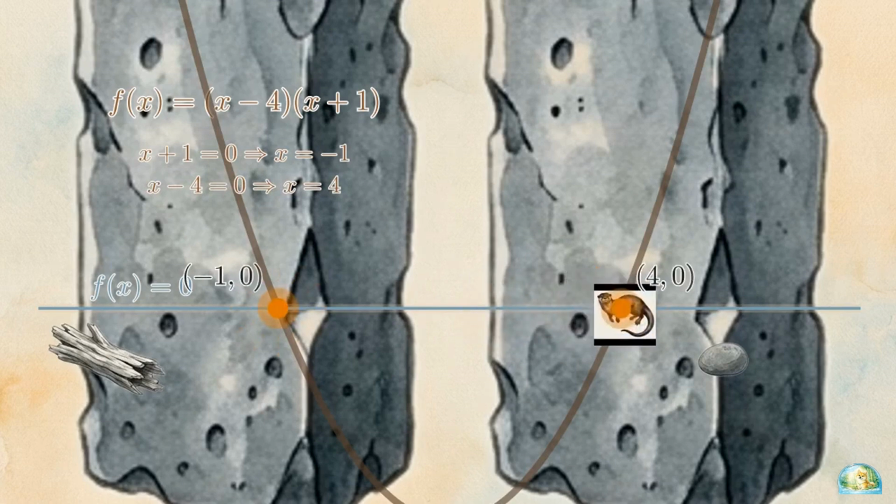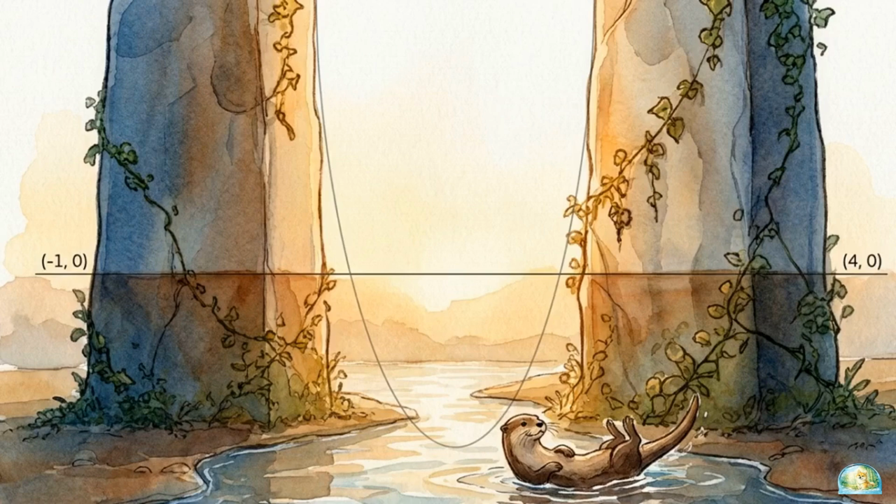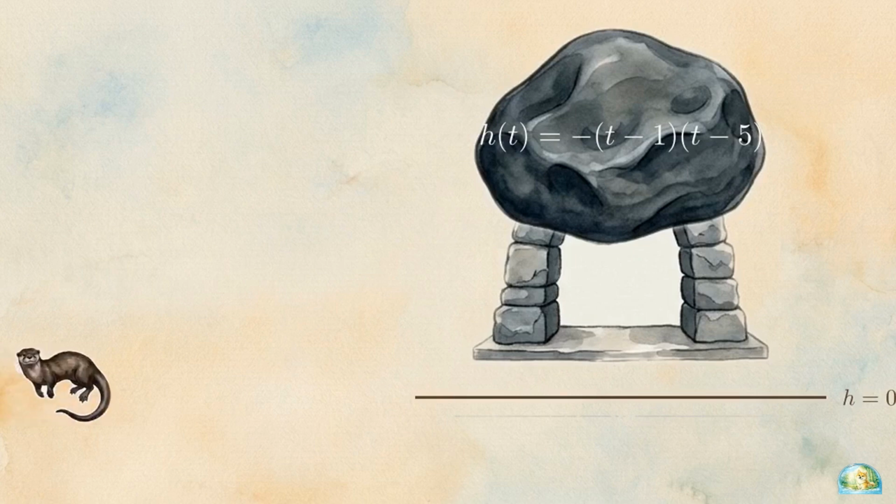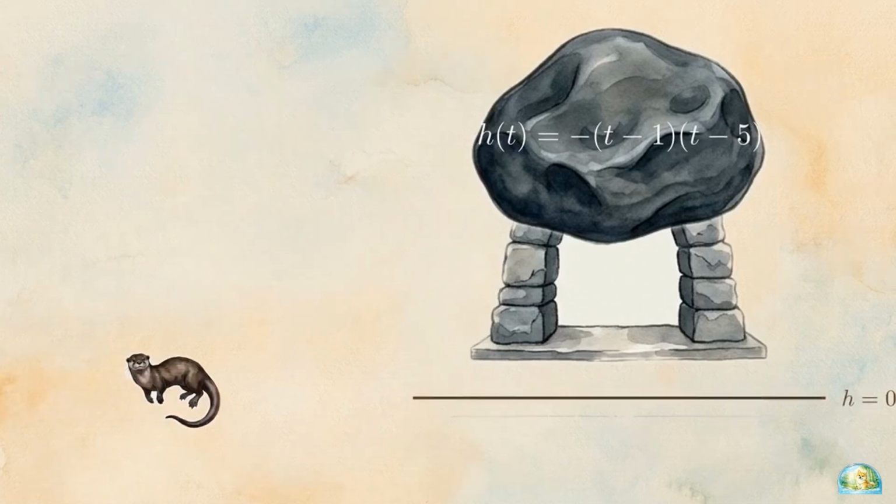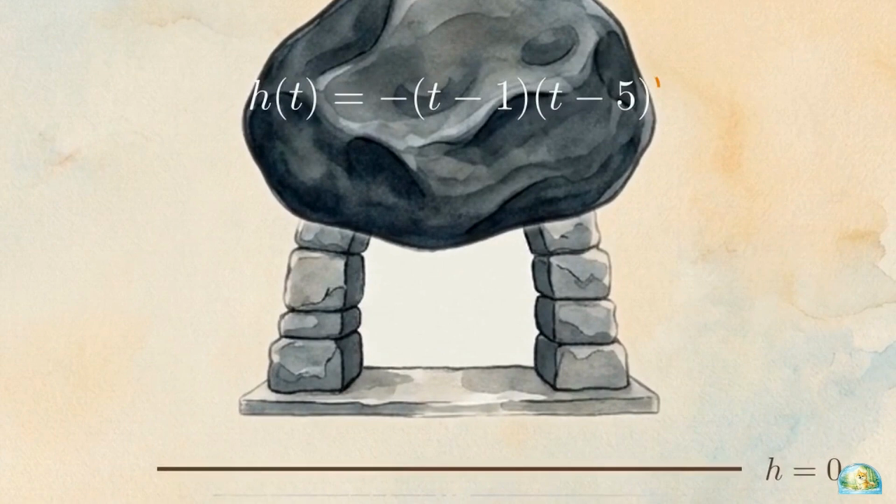On a coordinate plane, these are the points where the graph intercepts the axes. The graph crosses at -1, 0 and 4, 0. At the final shore, a projectile's height is modeled by h of t equals negative times t minus 1 times t minus 5. These factors determine when the object is at ground level.